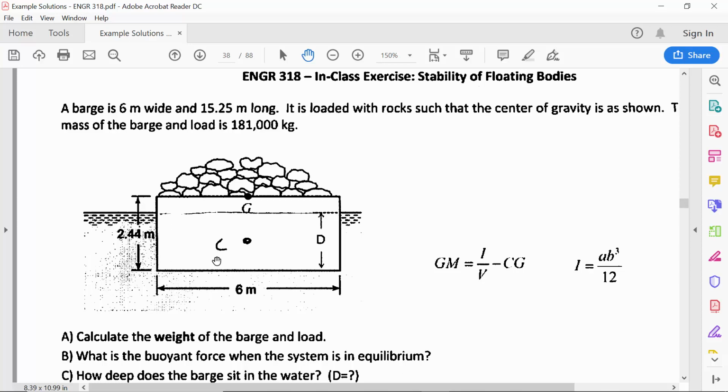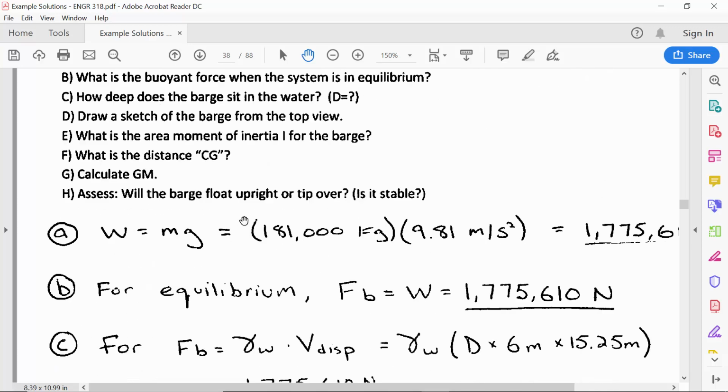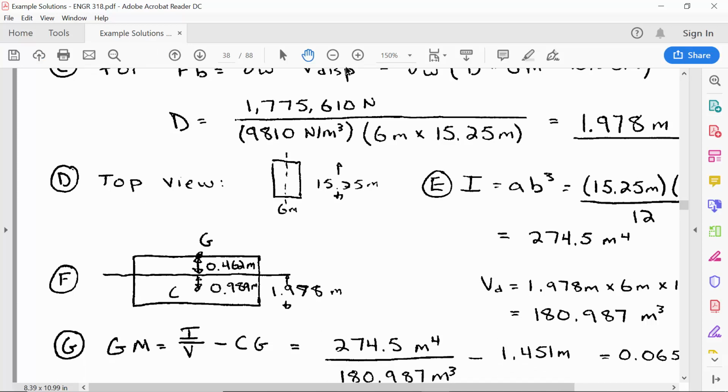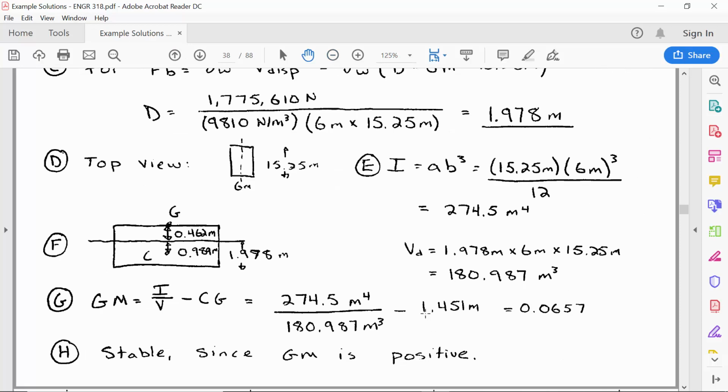And so what we need to know is how much extra distance there is from the water line up to G. We know D, we calculated that much earlier. Once we calculate D, then you can calculate the distance from G to the water line, and that is 0.462 meters. So altogether, the net distance between C and G is 1.451 meters.